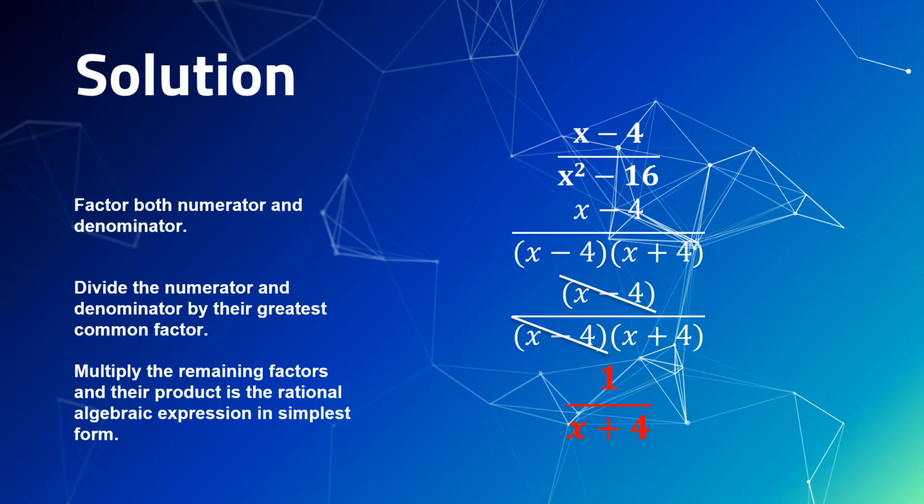Since x minus 4 is one factor in the numerator, and x minus 4 is another factor in the denominator, these are common factors. Dividing this is equivalent to 1. So we have 1 over x plus 4.